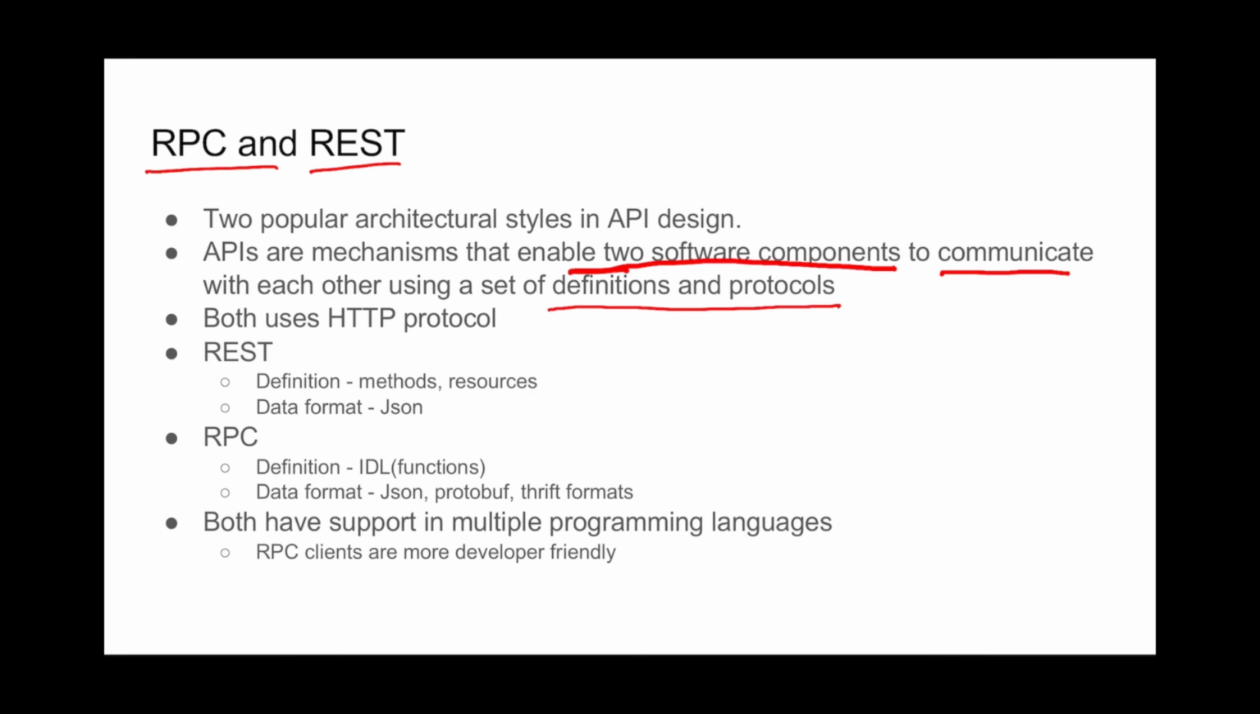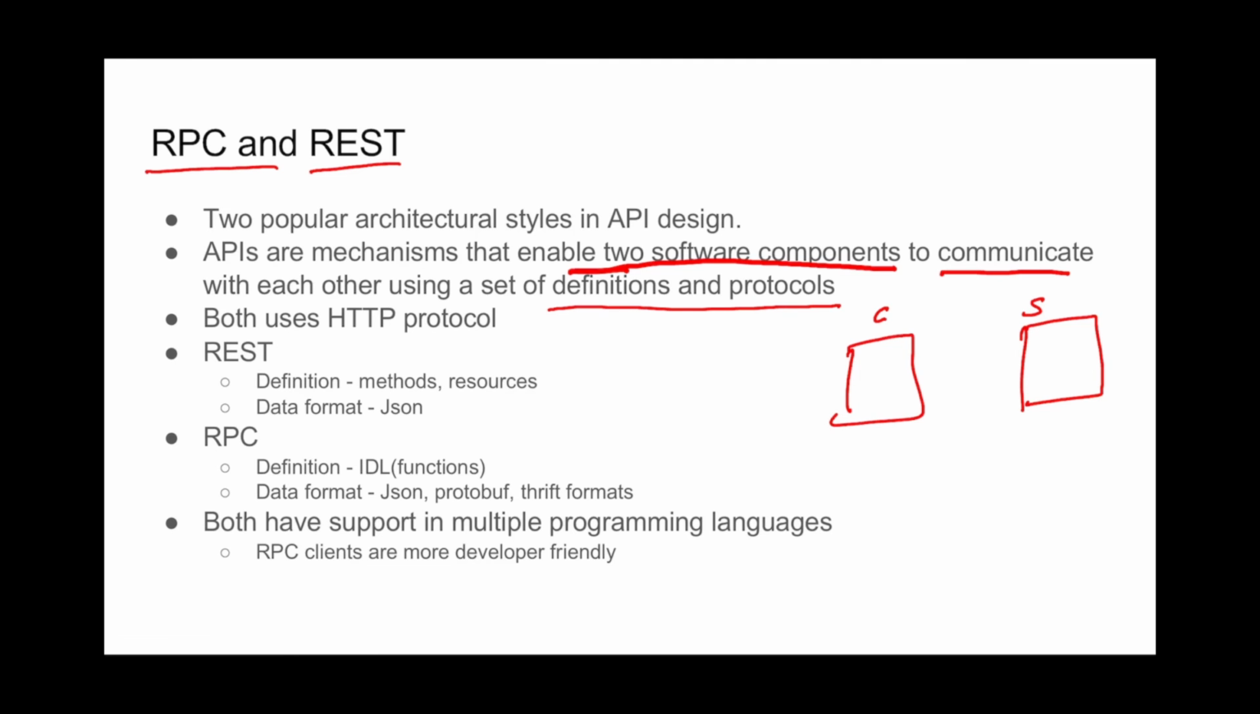Two things are important here. First is that there are two software components. In whatever examples we have seen, there are a client and a server. These are two software components. The server is running one process and the client is running one process, and they want to communicate with each other. And then you have to follow some definitions and protocols. In the case of REST and RPC, these are different.